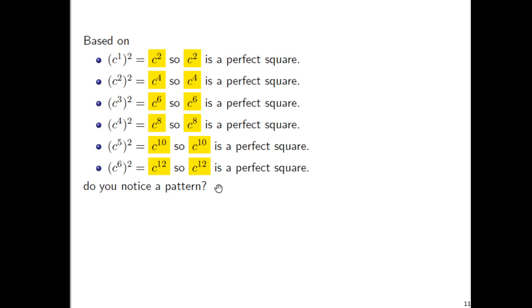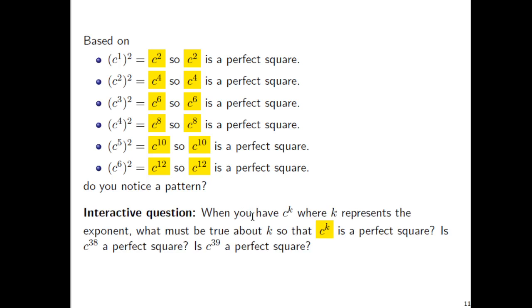Okay, so based on what we see here, c squared, c to the fourth, c to the sixth, c to the eighth, c to the 10th, and c to the 12th, those are all examples of perfect squares. Do you notice a pattern? So here's the interactive question. When you have c to the k, where k represents the exponent, what must be true about k so that c to the k is a perfect square? For example, is c to the 38th a perfect square? Is c to the 39th a perfect square?